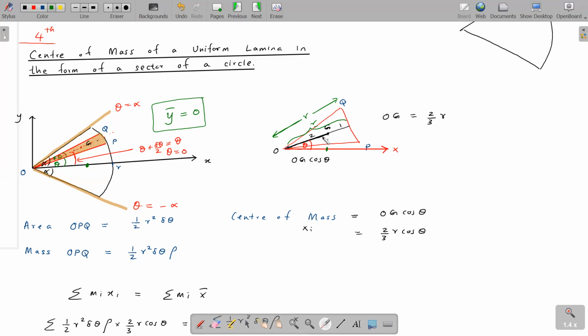So because OG is in the 2 to 1 ratio, you guys can see that OG length is 2/3, because you have a 2 to 1 ratio. So it's going to be 2 parts out of a total of 3 parts, right? So 2/3 of this full length, and the full length is R. So O to G length is 2/3 of R, and OG cos theta gives you the distance along the x-axis.